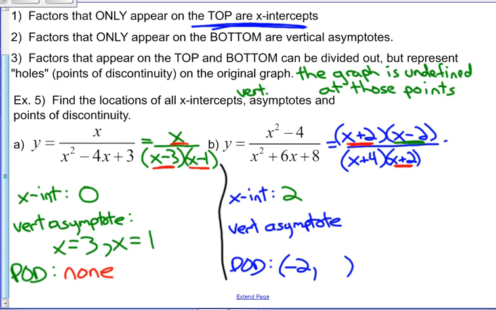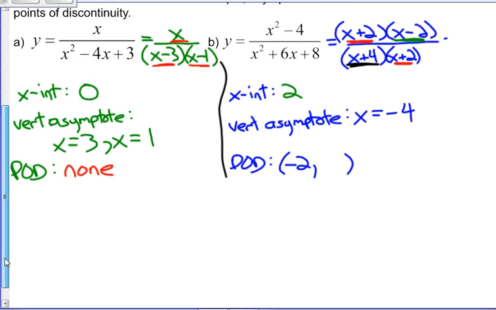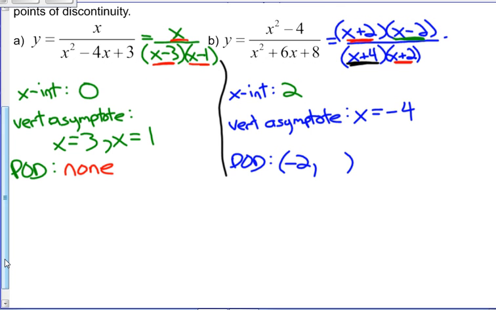Those are factors of the bottom only. That's right here, that's that x plus 4, which means that there's a vertical asymptote at x equals negative 4. Lastly, we want to figure out where this point of discontinuity is.